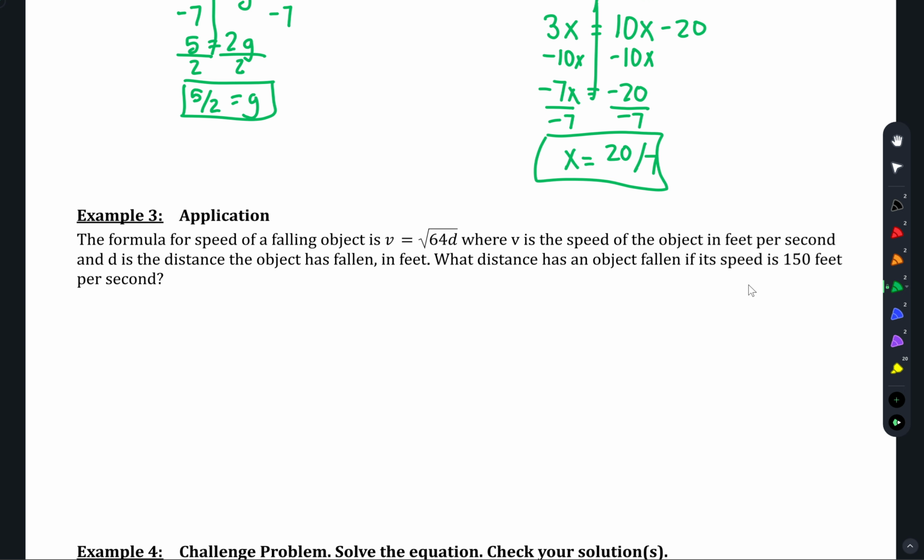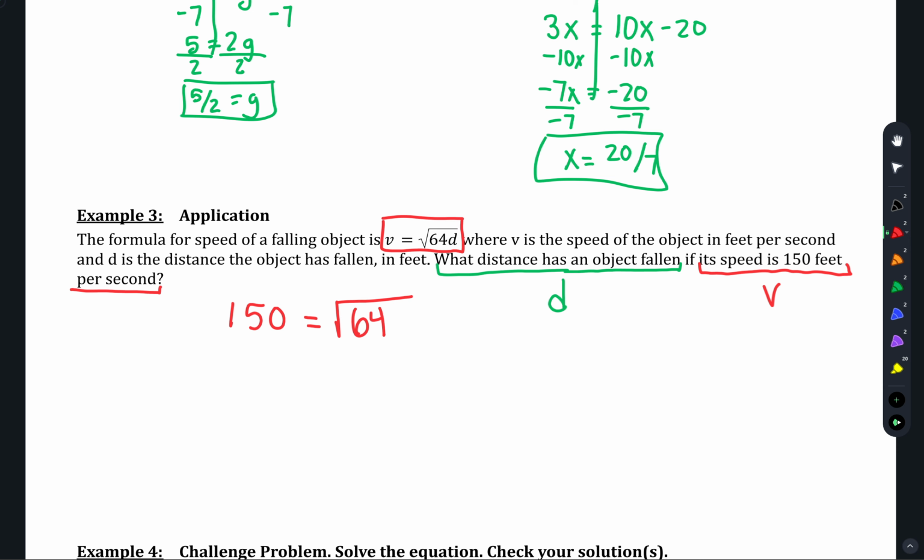So we're going to all annotate this problem real quick. If it's asking me what distance has an object fallen, what variable am I looking for? What variable am I solving for? D. Perfect. And then if it says its speed is 150 feet per second, what variable is that? V for speed. So I'm going to take this equation right here. I'm going to plug in the speed that I know, and I'm going to solve for D, which is what it's asking me to find. So I know that this is 150 equals the square root of 64D.